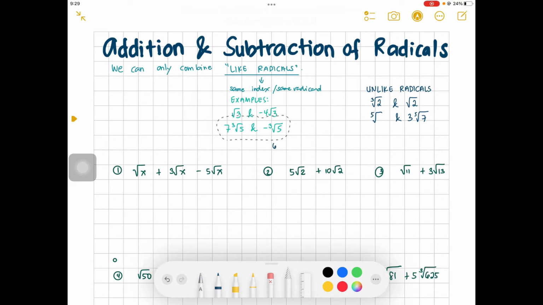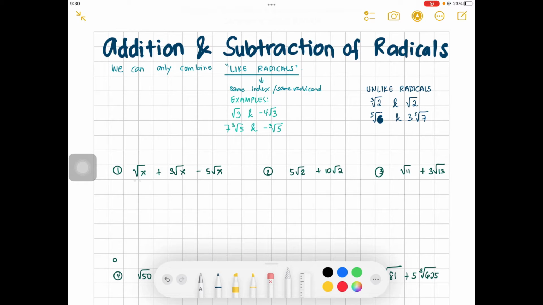Similar with this given example. What are unlike radicals? Of course, these are not like radicals. They may have the same radicand but they have different index, shown by this example: cube root of 2 and square root of 2. They have the same radicand but they have different index. How about this one? Fifth root of 6 and 3 fifth root of 7. They have the same index but they have different radicands.